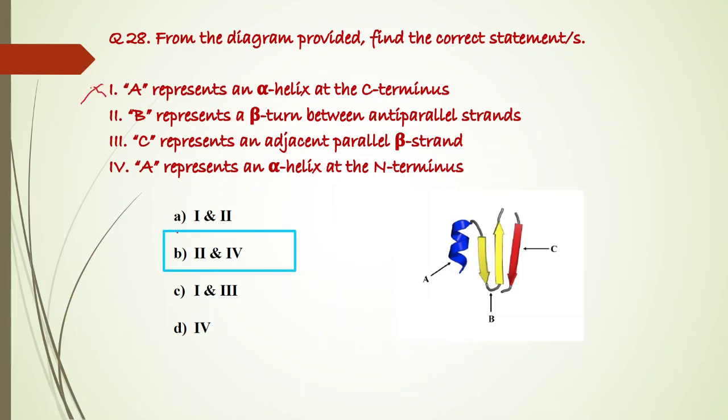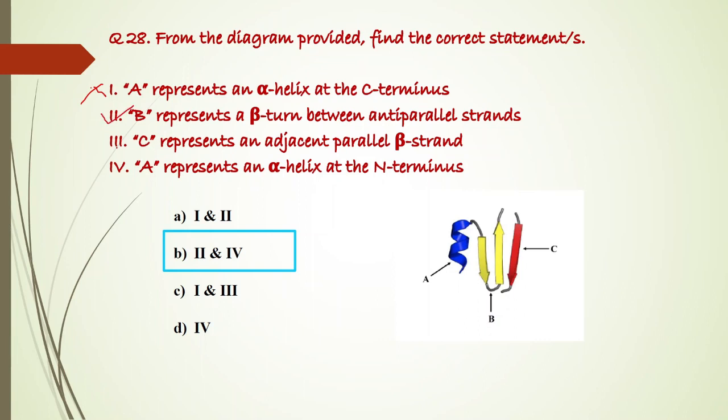Let us look at the second option. It states B represents a beta turn between anti-parallel strands. Let us look at B and let us look at the folding. One arrow is this side, another arrow is opposite. So that means it is definitely an anti-parallel strand. So our second option is correct.